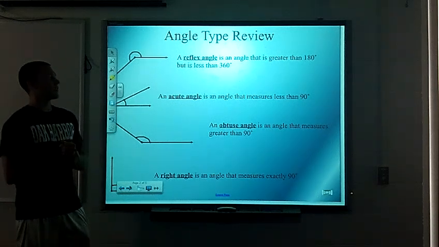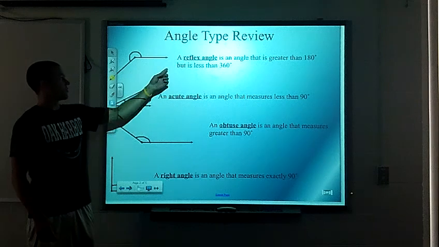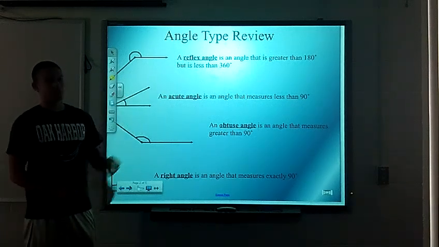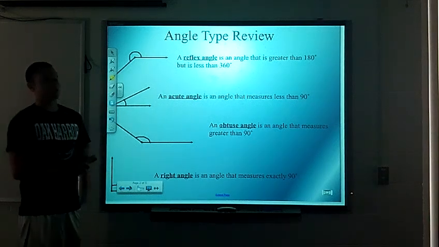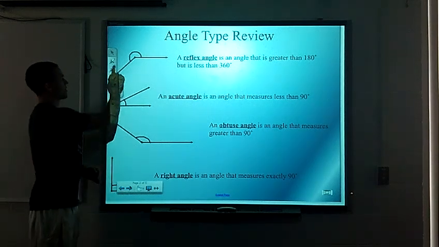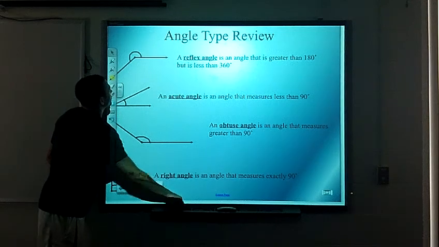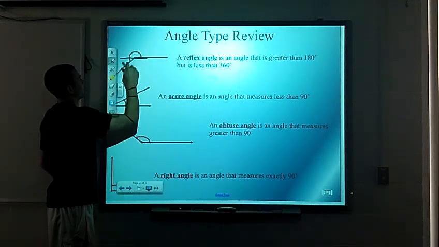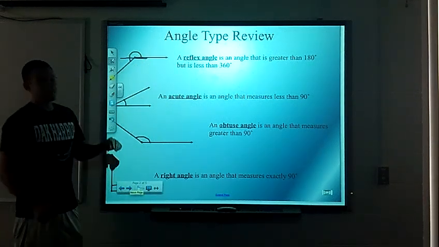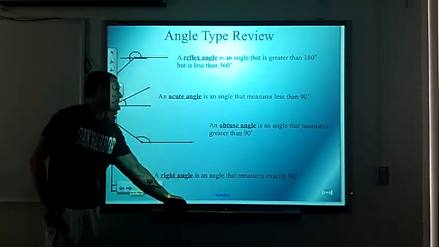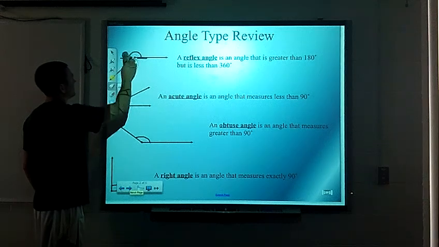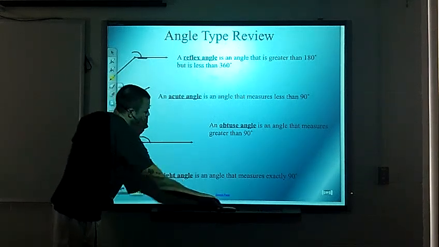Alright, now we're just going to go over the different angle types just as a review. A reflex angle is any angle that is greater than 180 degrees but is less than 360 degrees. A straight angle would be 180 degrees, so that would be straight across. If the angle looked like this, without this line, that would be a straight angle, and that'd be 180 degrees. If it were to be all the way around, it would be 360 degrees.